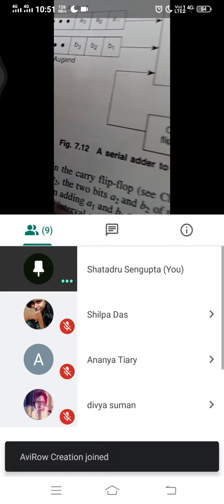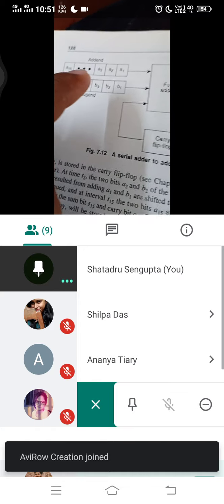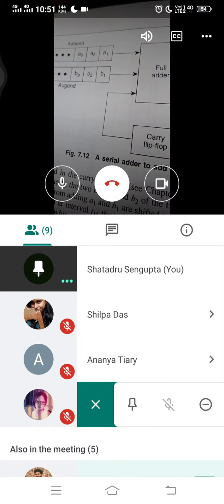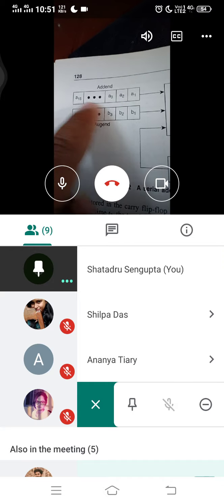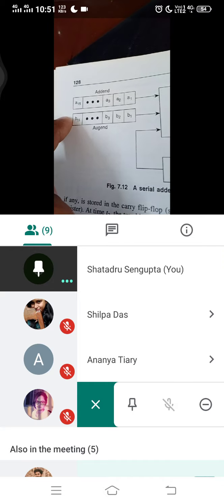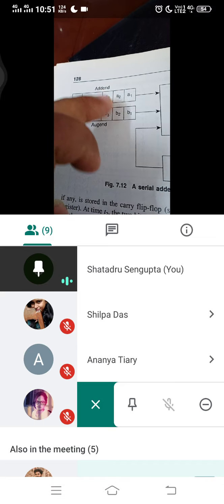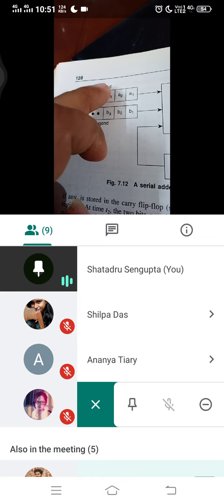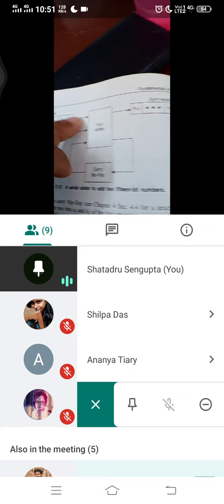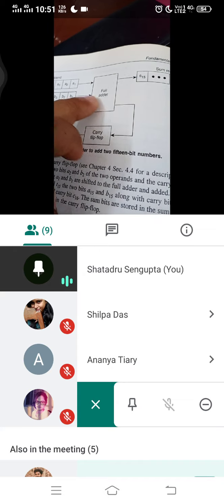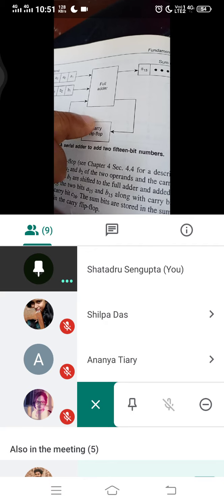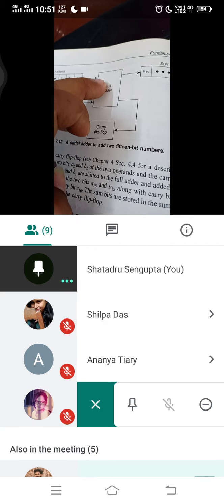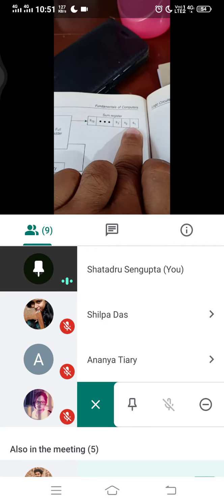Okay. So they're taking in the book 15-bit numbers. So we have A1 to A15 and B1 to B15. Now this will be added in parallel. This will be added in parallel. In serial, this is drawn in. This is drawn in. The carry is 0. So carry flip flop is 0. This is added. The sum goes into S1.